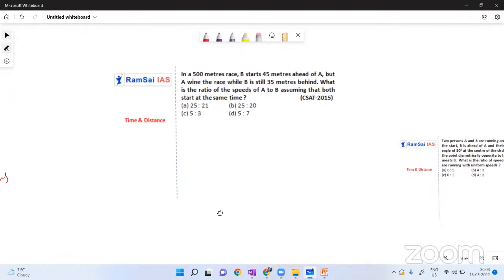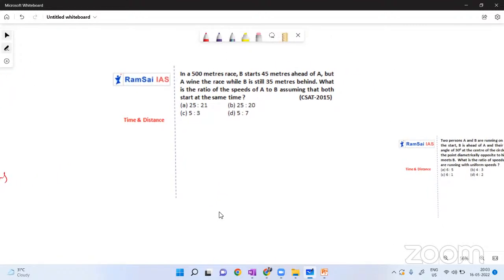In a 500-meter race, B starts 45 meters ahead of A, but there is a small printing mistake. Just give me 1 second. Yeah, sorry. Let me continue now.